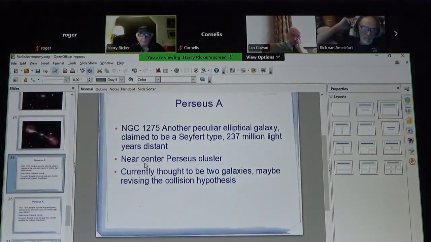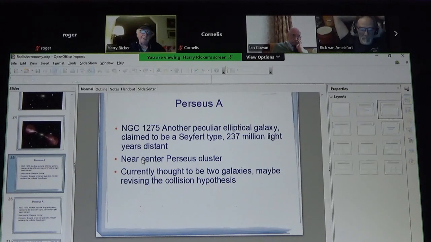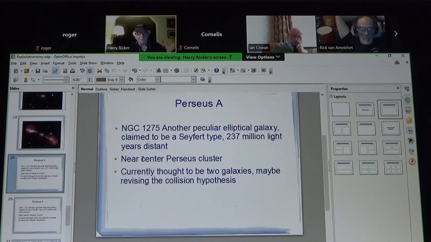Here's another one that's good, Perseus A. And this is another galaxy that's very peculiar, and they don't really know how to classify it. They call it a Seyfert galaxy, so it's included in Seyfert's list of galaxies. A Seyfert galaxy is a galaxy that has emission lines in its nucleus, and normal galaxies don't usually have emission lines in their nucleus, so that's one of the characteristics. But this one is also a radio source.